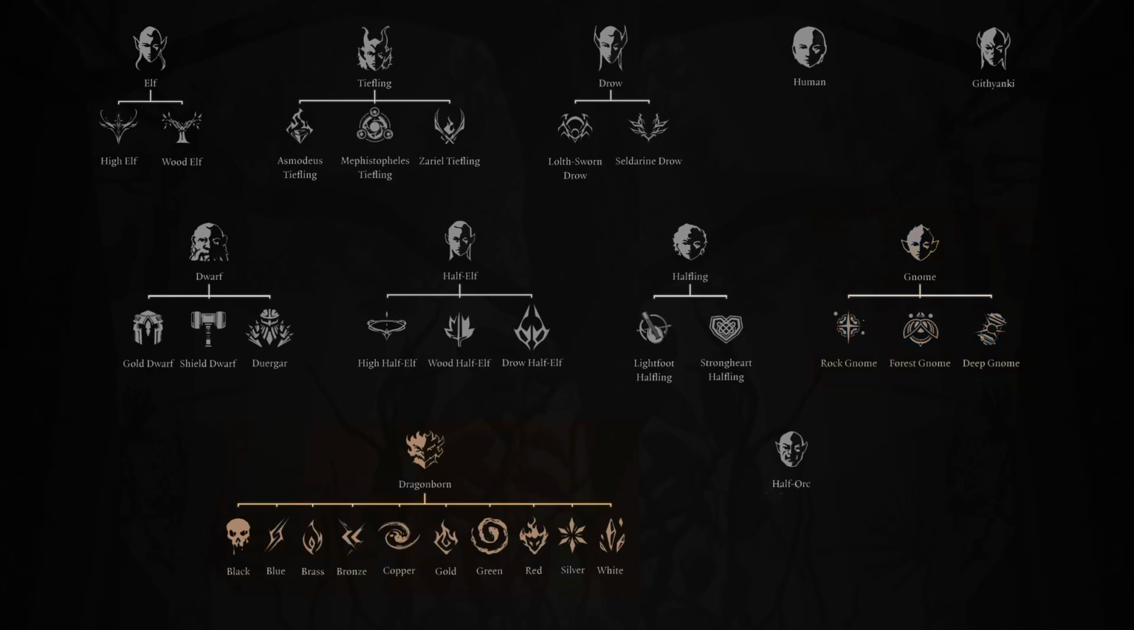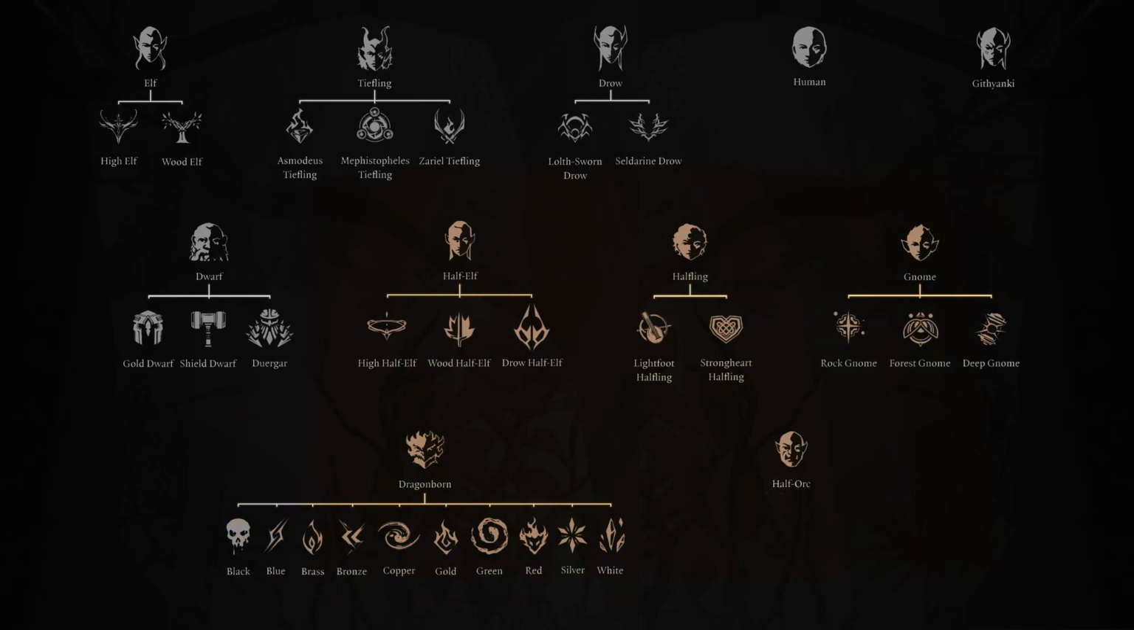The Dragonborn has an abundance of skin colours, being black, blue, brass, bronze, copper, gold, green, red, silver, and white. Depending on your choice here will decide the damage type of your breath weapon and the damage type you're resistant to. And finally, Half-Orc that doesn't have a sub-race.